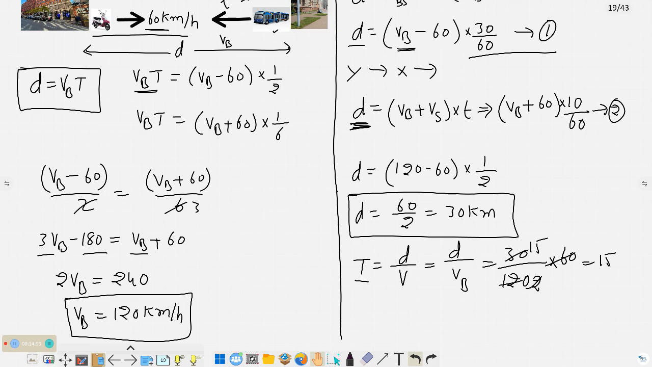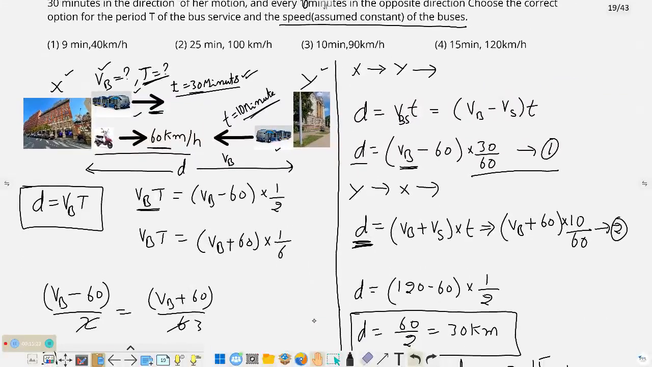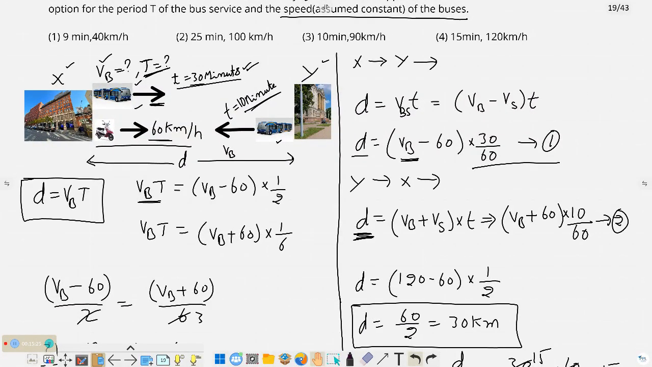So the time interval between the buses is 15 minutes. If buses are released from cities X and Y every 15 minutes, they can cross the scooty in the same direction after 30 minutes, and in the opposite direction after 10 minutes. This is the answer to the question. According to the given options, 15 minutes and 120 kilometers per hour, the fourth option is correct.